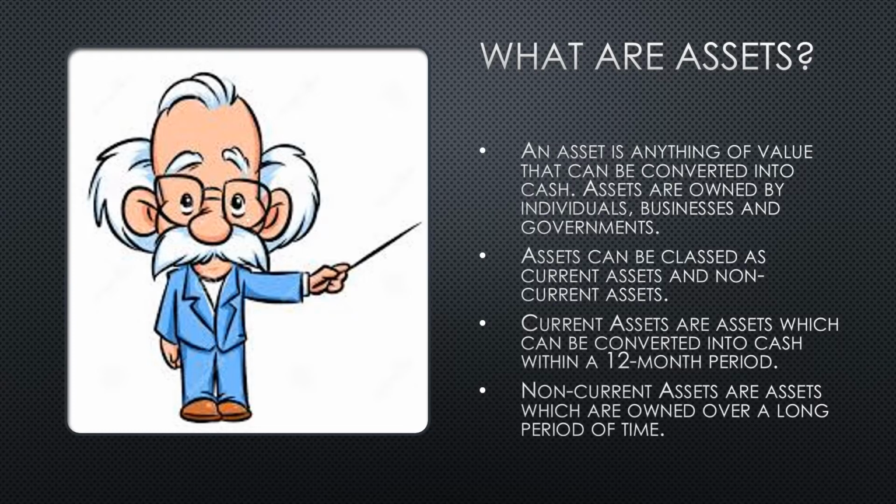In order to determine what constitutes a current asset, you need to look at how quickly this asset can be converted into cash. So for example, a building may take upwards of 12 months or more in order to sell. Also, a motor vehicle may be hard to sell as well. So that's why they are classed as non-current assets. Non-current assets are assets which are owned over a long period of time and are very hard to convert into cash if you're wanting to sell them.